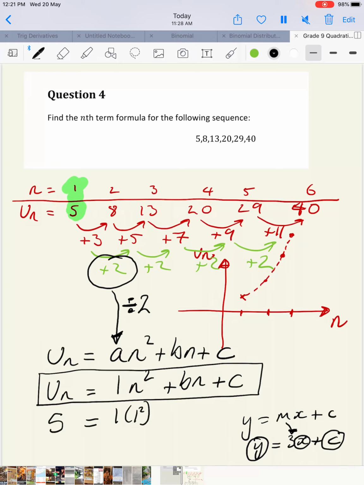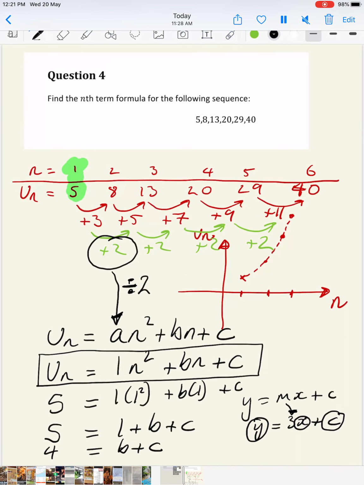So u of n is 5 and n is 1. 1 into 1 squared plus b into 1 plus c. And if we just tidy that up, again, if we just rearrange it a little bit. Okay, so there's our first equation. Can you see we've got one equation with b and c? Now, if we could form another equation with b and c, we could solve simultaneous equations and find out what the mystery b and c are. Okay, and we're going to do that.